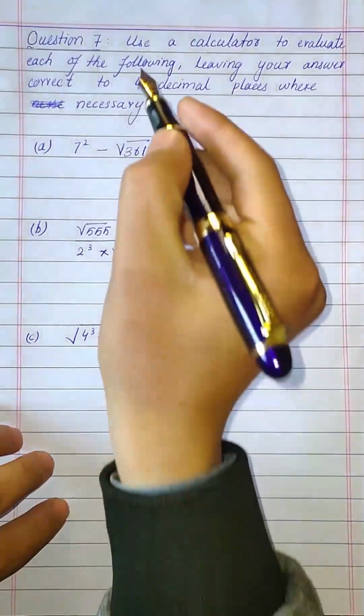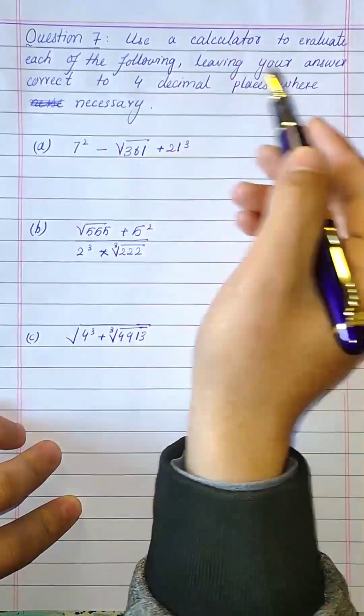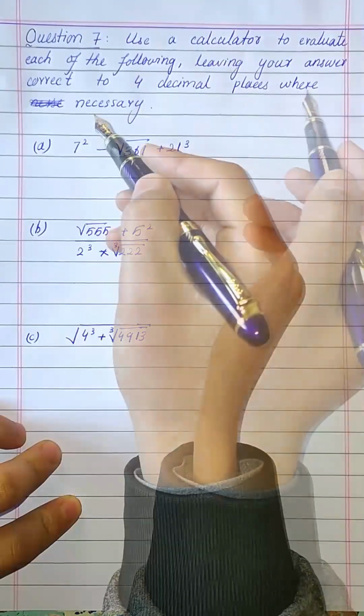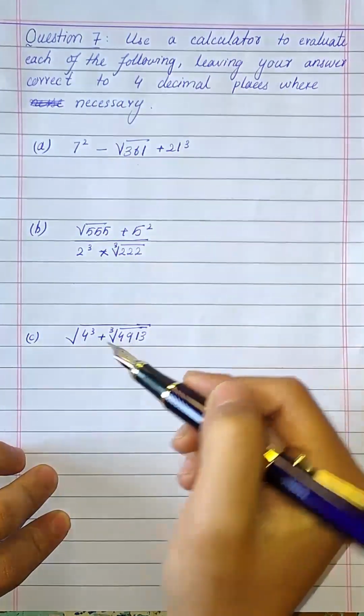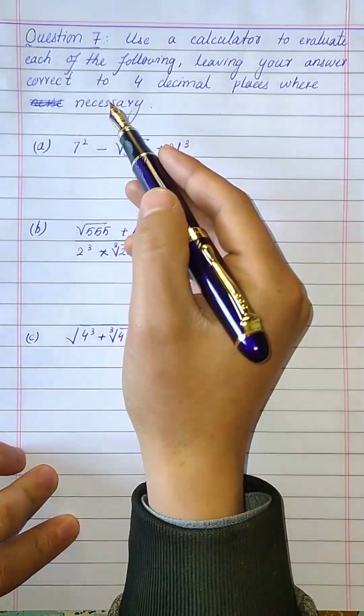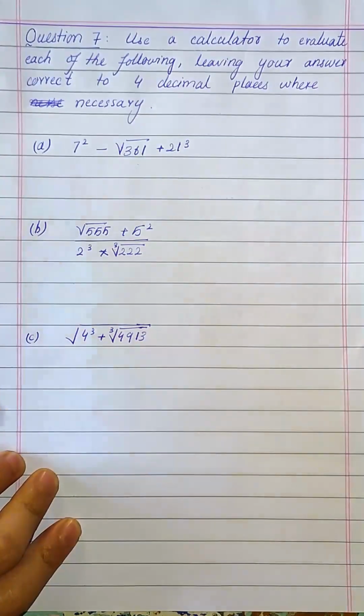Question number 7. Use a calculator to evaluate each of the following, leaving your answer correct to 4 decimal places where necessary. So we have to find out these values with the help of a calculator, and we can write our answer correct to 4 decimal places where it is necessary.